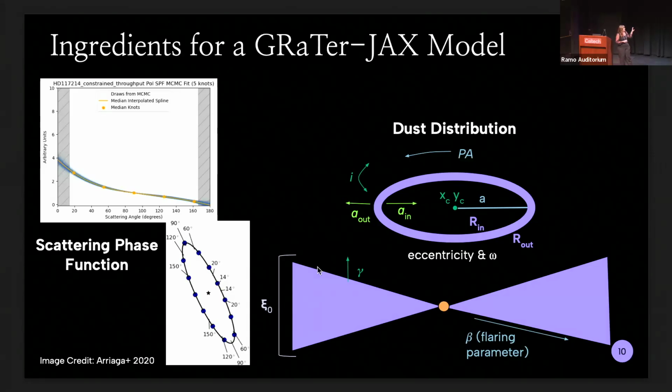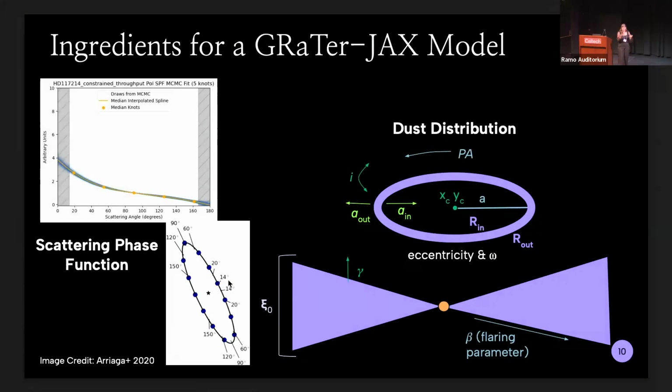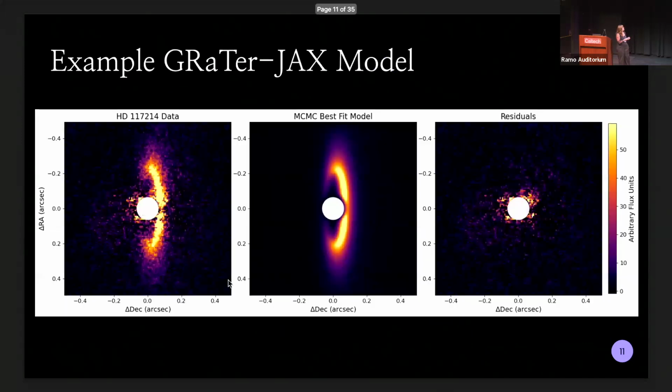The other half of what goes into this is a scattering phase function. Christine actually showed this plot yesterday in her talk. This is showing the different scattering angles that are visible in the HR 4796A disk. And so the scattering phase function really just describes how efficient the dust grains are at scattering light at different angles. And so this is a really important part of these models.